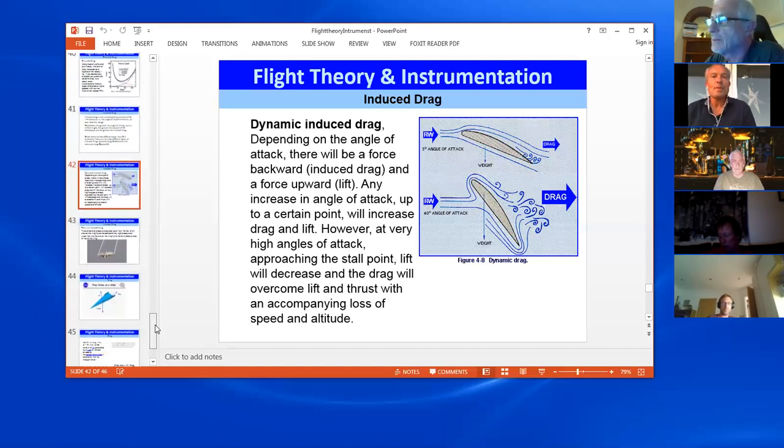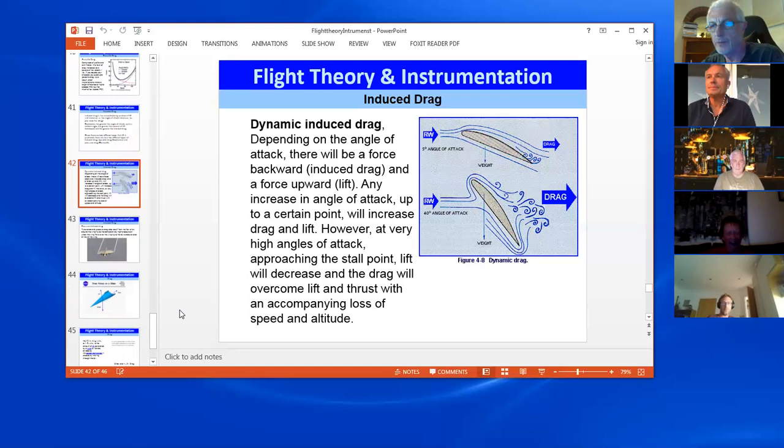Next bit. Any questions on that, by the way? Are you all happy with that? Understand the basics of airflow and turbulence and stuff like that? Okay, cool.